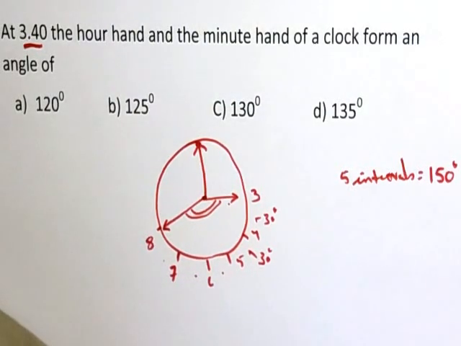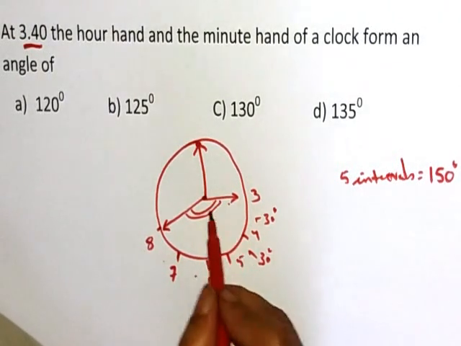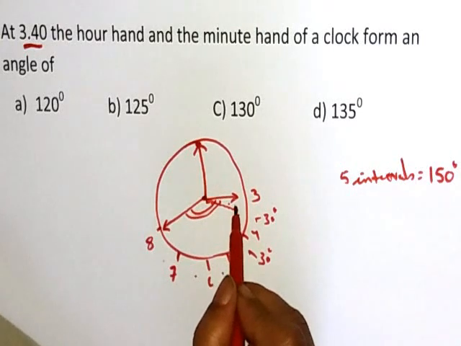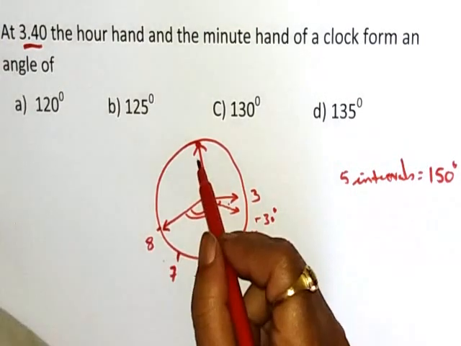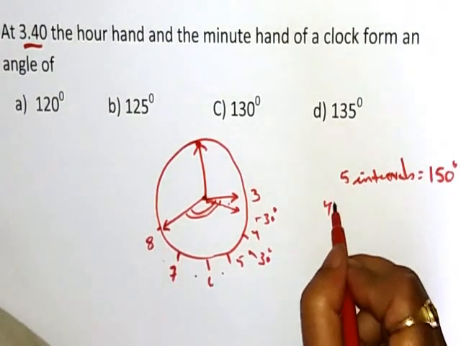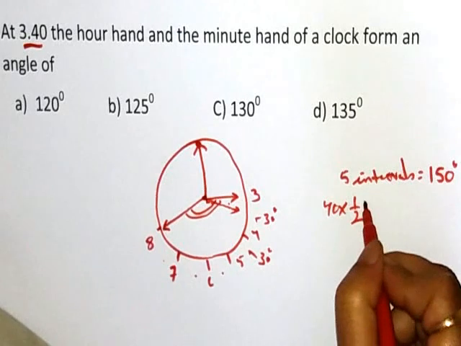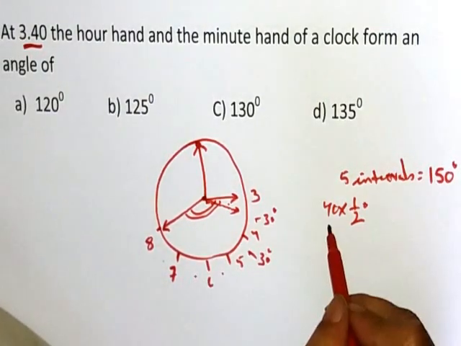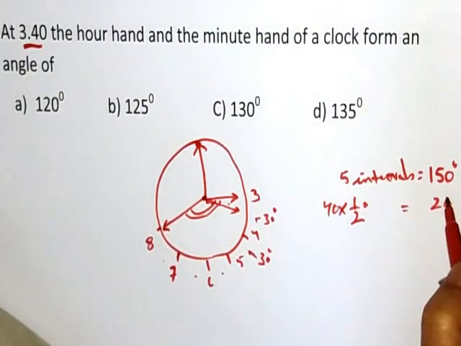Okay, and for that, the hour hand will advance towards 4 o'clock, because after 20 minutes the clock will read 4 o'clock. So for these 40 minutes, how much does the hour hand travel forward? Per minute it travels half a degree. For 40 minutes it will travel 20 degrees.